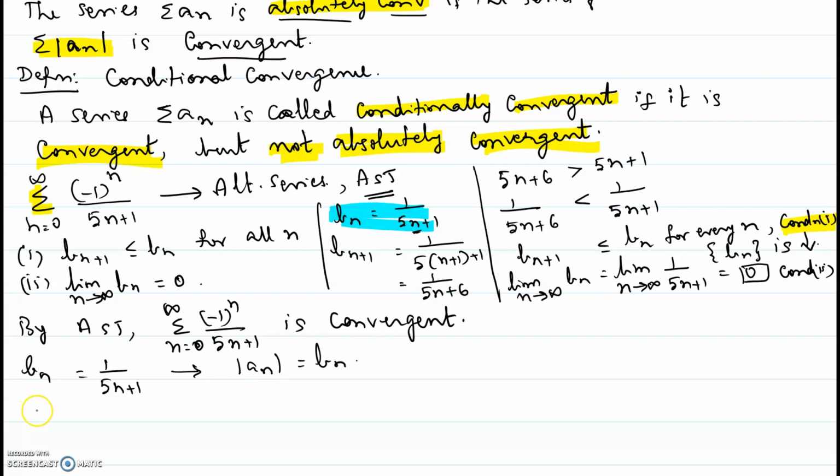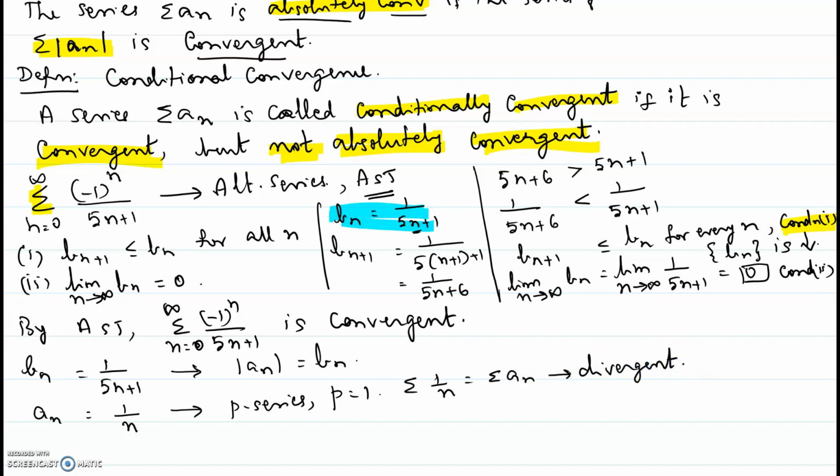So I'm going to choose another series. I'm going to call it 1 over n, which is a harmonic series. Or you can consider that to be a p series with p equal to 1. So sigma 1 over n, or sigma an, is a p series with p equal to 1, so it is going to be divergent. A harmonic series, we know already, is a divergent series.